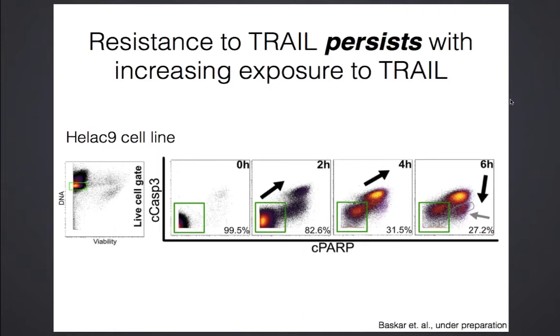But in fact, as we can see in our dot plots here, that doesn't really quite happen. So we took some HeLa C9 cells, and then we gated for live cells using DNA and cisplatin viability, and then we used a couple of different apoptotic markers, for example, cleaved caspase 3 as well as cleaved PARP, in order to gate our population of non-apoptotic cells in the green box, as you can see over there. From 0 hours to 2 hours to 4 to finally 6 hours, we see a shift of these cells into a more apoptotic state with an increase in the levels of these apoptotic markers.